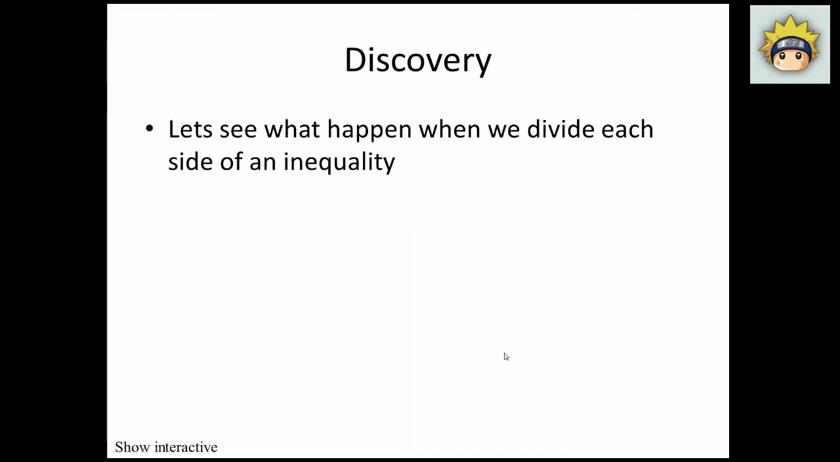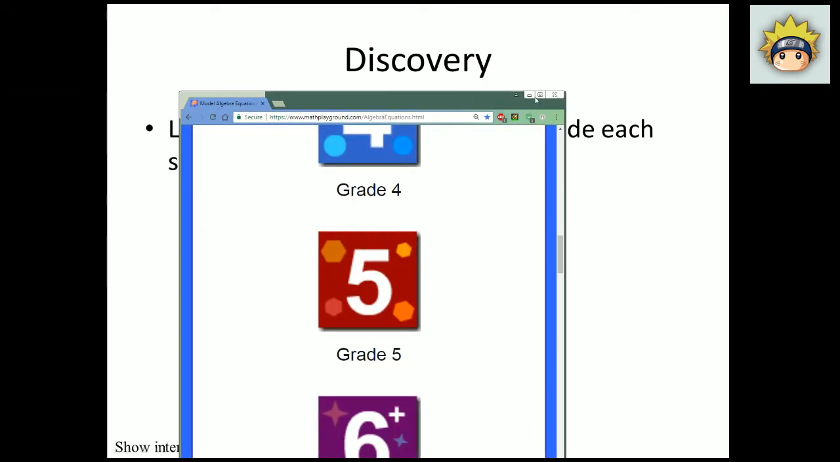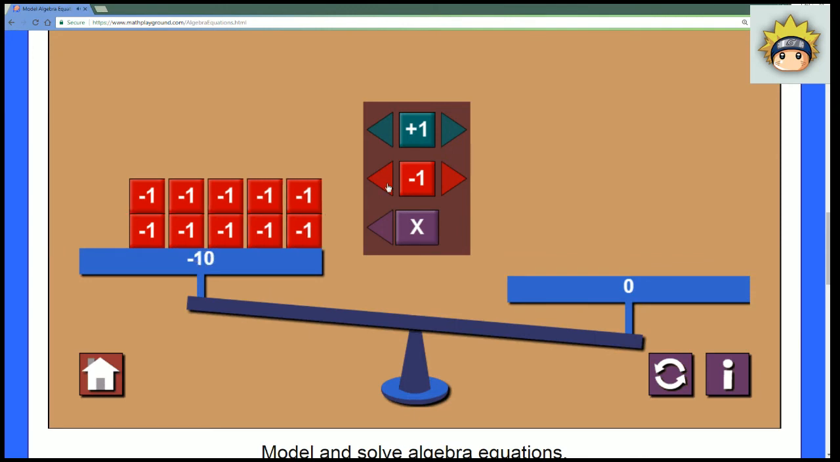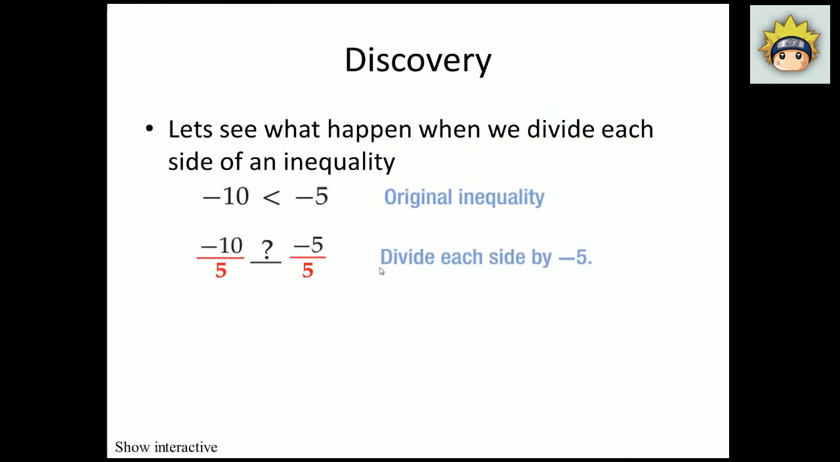Alright, so let's do something else. Let's discover something else. It says, let's see what happens when we divide each side of an inequality. Okay, here's my original equation, which is negative 10 is less than negative 5. So let's see that. Negative 10 is less than negative 5. Is that true? That is correct. Let's divide that by 5 to both sides.